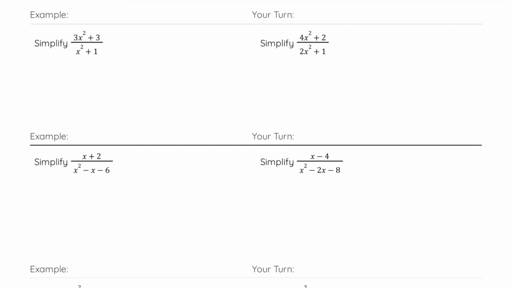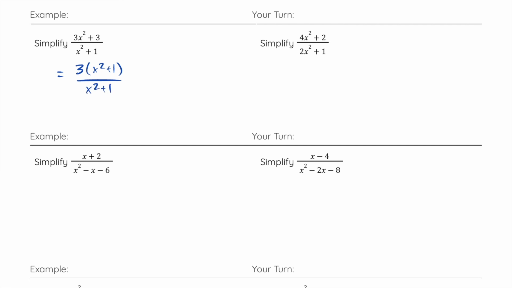Okay, we'll keep going here. Sometimes it's not super obvious where the common factors are or where we can divide out easily. But if we do a common factor in the numerator here, you see we get 3x squared plus 1 all over x squared plus 1.